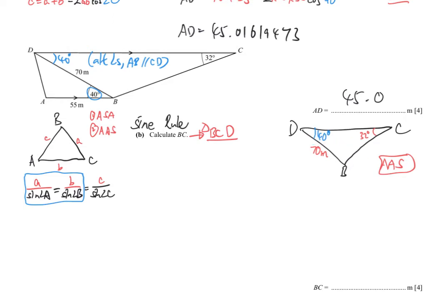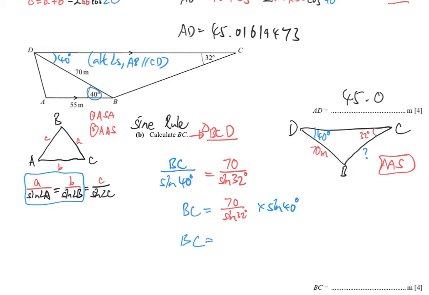So you can just calculate the BC, alright? For the BC, it will be opposite to sine 40 degrees. And for the BD, that's the 70 meters, it will be opposite to sine 32 degrees. Then you can calculate the BC by moving the sine 40 degrees to the right hand side. So actually it's just this, multiplied by sine 40 degrees, and then you finish it off with your calculator, and you will get that BC should be something like this.